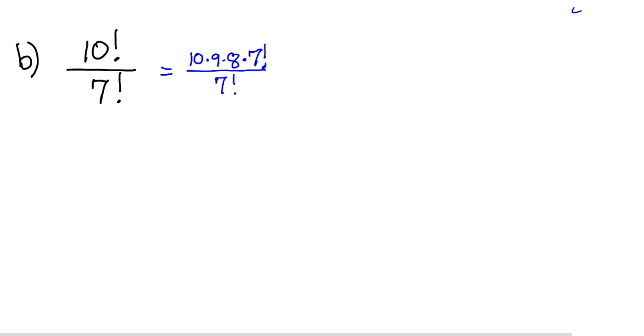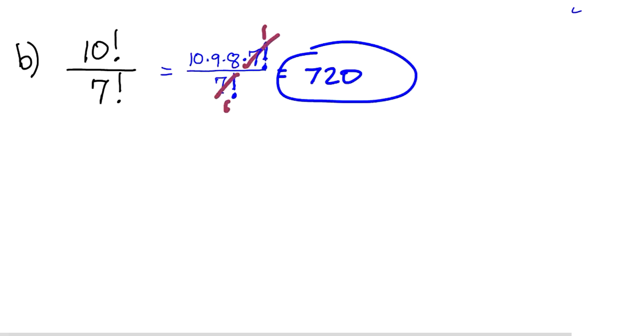So if you recognize and can envision the 7 factorial being inside of the 10 factorial, you're in business, because here's what happens. It's going to cancel. That's the nice thing that's going to happen. You can just multiply the 10, 9, and the 8. So you'll have 90 times 8, or 720. Okay, so that is that, you guys.